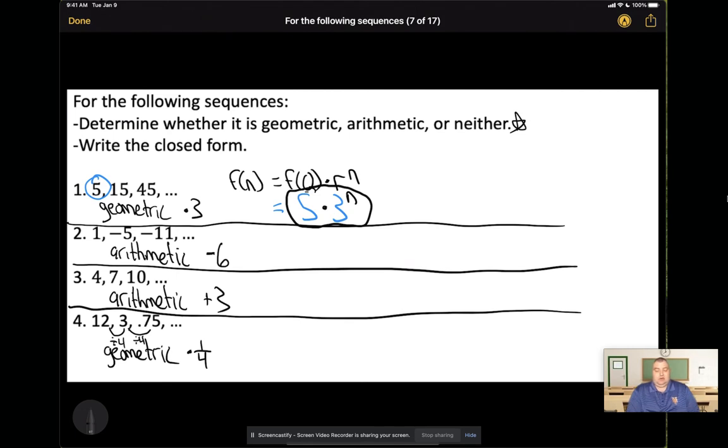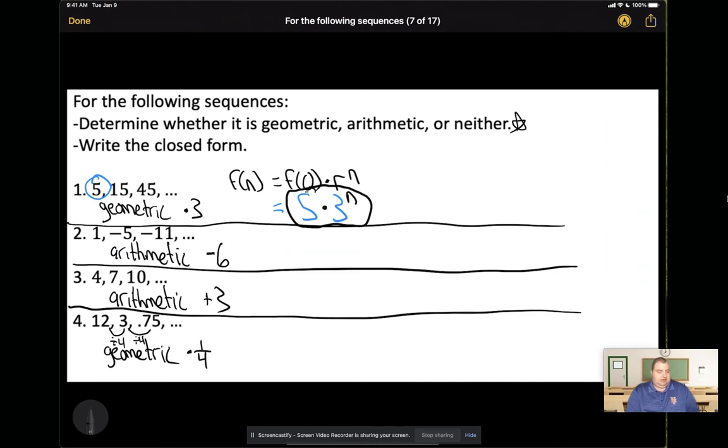So if I wanted to figure out, say, term 100 of this sequence, I could plug in 100 for n, 5 times 3 to the power of 100. If I wanted to figure out the 10th term, I could plug in n equals 10, 5 times 3 to the power of 10, and so on and so forth. So again, this right here that I just circled is the closed form of number 1.